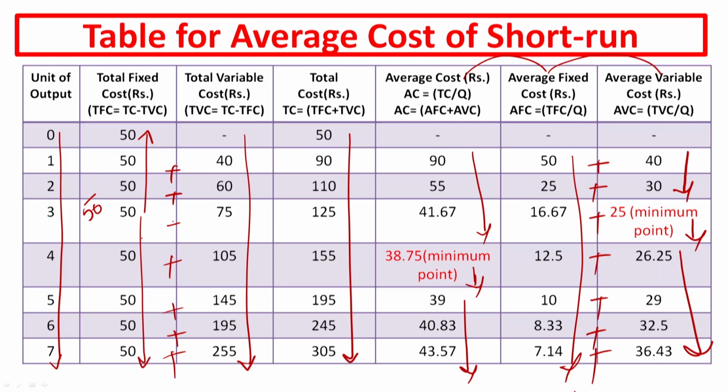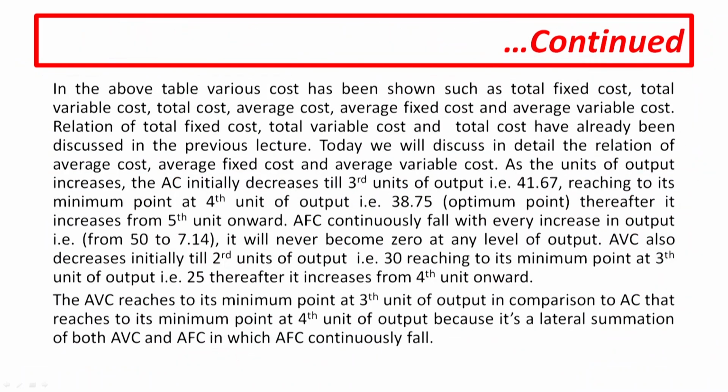Why? Because average cost consists of both average fixed cost and average variable cost, whereas average variable cost consists of only variable factors, and that is why it reaches its minimum point earlier in comparison to the average cost. So, this was the explanation about the table. You can go through it.